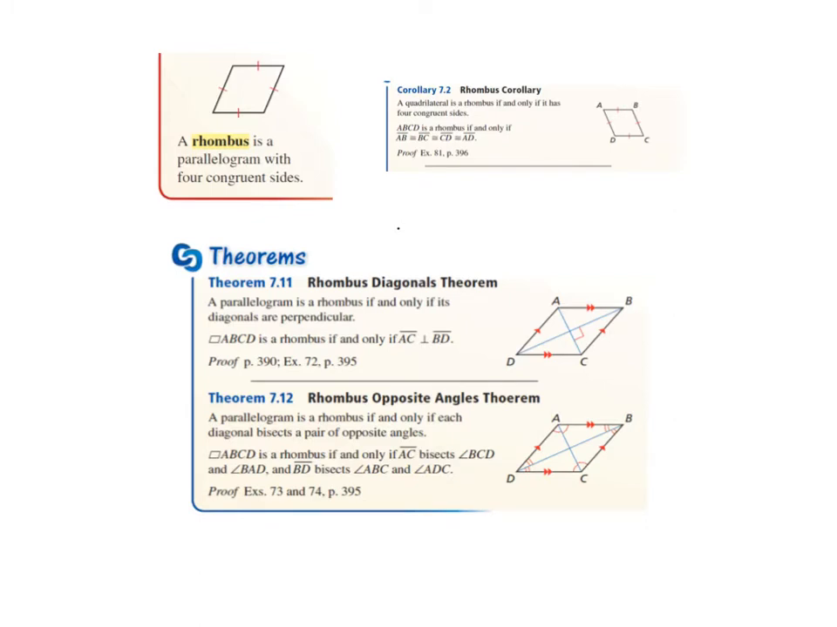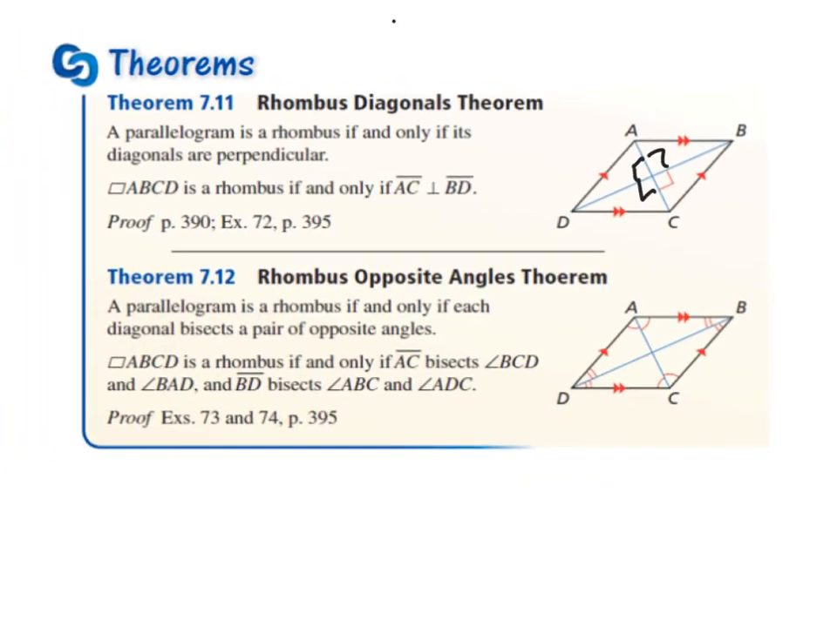Rhombus diagonals theorem: when you connect the diagonals, they meet at a 90-degree angle. And so all around your rhombus, you have 90 degrees. And then the rhombus opposite angles theorem is that the diagonals are actually angle bisectors.